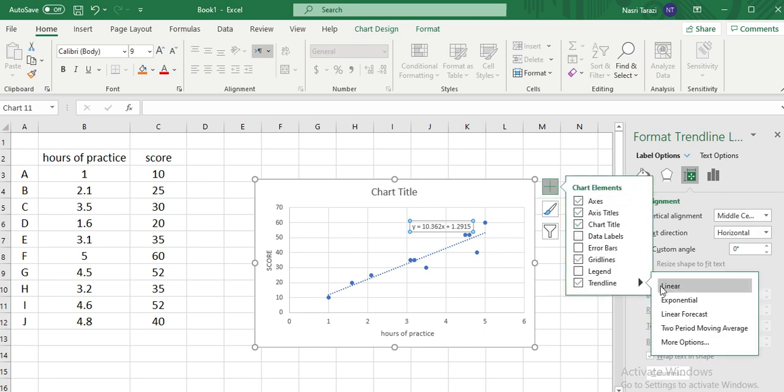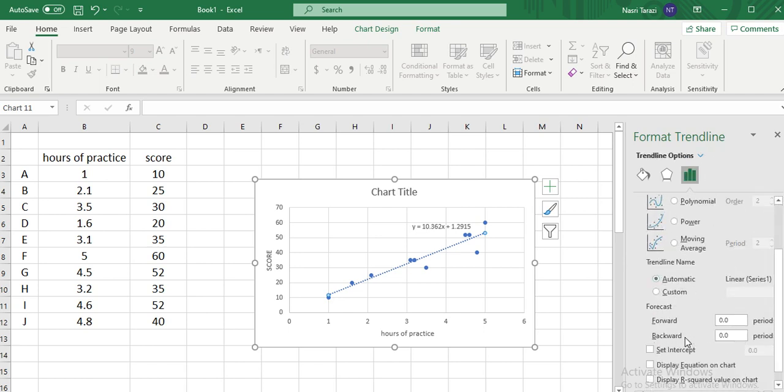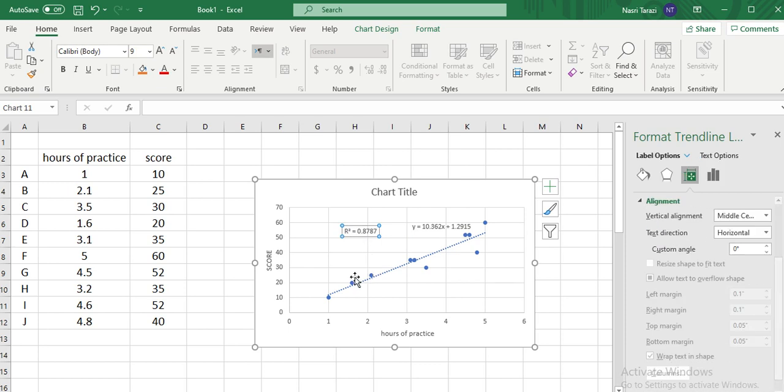You can also check display r squared value on the chart. If you remember, r squared is the value that indicates how y depends on x. So it's 0.8787, which is a pretty good relationship.